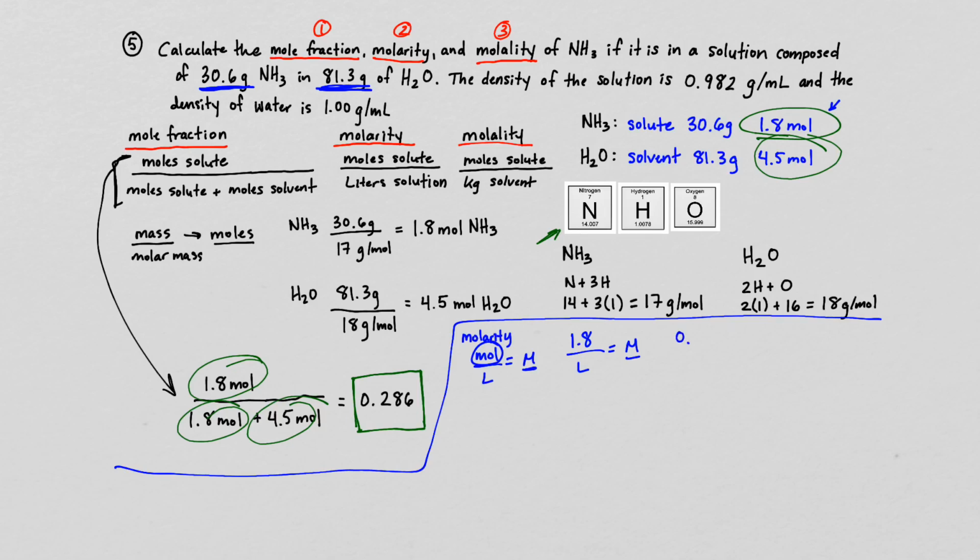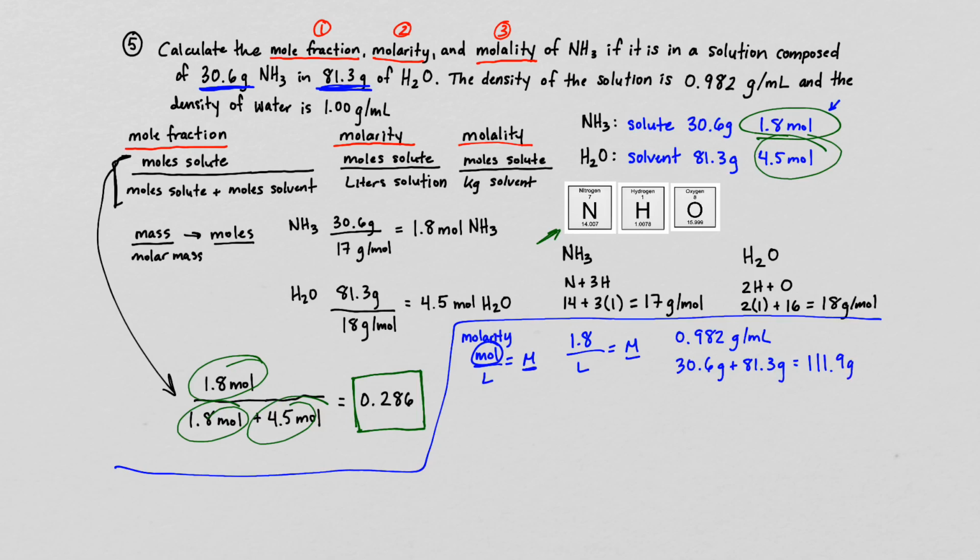0.982 grams per milliliter. All right, and we already know that we have how much of the solution? How much does it weigh? Well, our solute weighs 30.6 grams, and our solvent weighs 81.3. When you add them together, that makes the solution. So the solution itself is 30.6 grams plus 81.3 grams. This is equal to 111.9 grams.